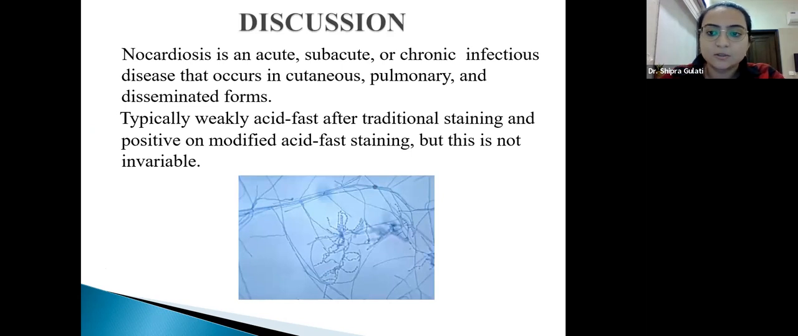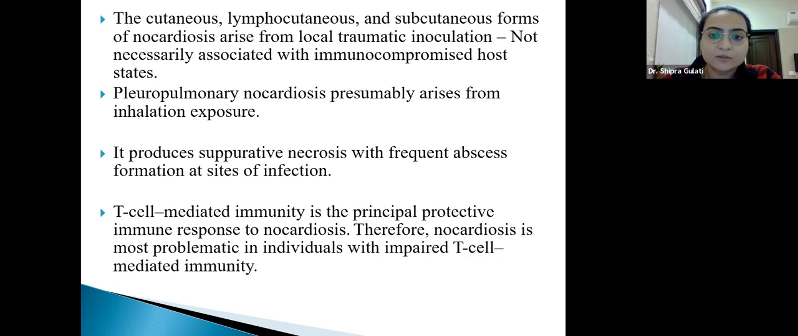Nocardiosis is an acute, subacute, or chronic infectious disease that occurs in cutaneous, pulmonary, and disseminated forms. It is typically weakly acid fast after traditional staining and positive on modified acid fast staining, but this is not invariable. The cutaneous, lymphocutaneous, and subcutaneous forms of nocardiosis arise from local traumatic inoculation, not necessarily associated with immunocompromised host states. Pleuropulmonary nocardiosis presumably arises from inhalational exposure. It produces suppurative necrosis with frequent abscess formation at the site of infection. T cell mediated immunity is the principal protective immune response to nocardiosis. Therefore, nocardiosis is most problematic in individuals with impaired T cell mediated immunity.